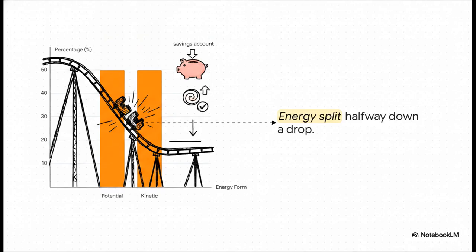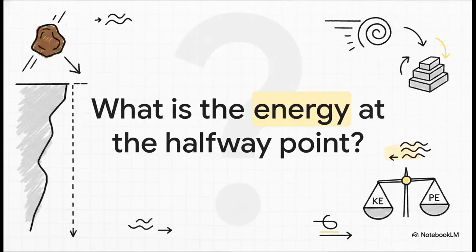It's simply being transferred from the savings account of height over to the checking account of speed. Okay, time for our first pause check. Take a quick beat to think about this one. If a 10-kilogram rock falls from a 20-meter cliff, what happens to its kinetic and potential energy exactly halfway down the drop, right at the 10-meter mark?